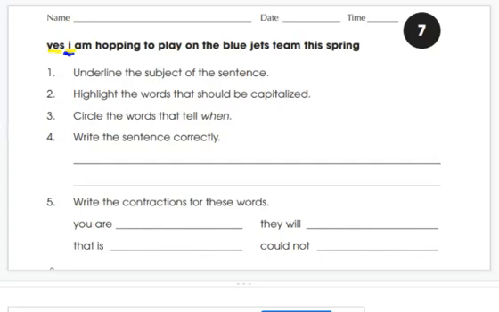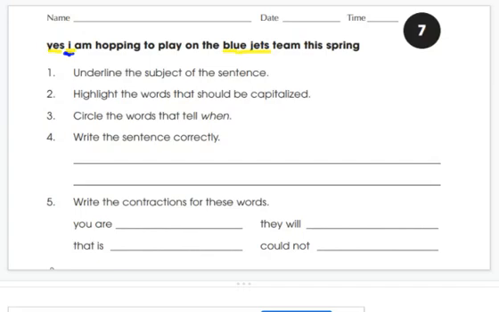Well, the name of the team is Blue Jets. So Blue Jets needs to be highlighted, okay? Because that is the name of the team. They're hoping to play on the Blue Jets team this spring. Now, some of you might have thought that spring should be capitalized, but it's not, okay? The seasons are not capitalized. So the only ones that need to be highlighted are yes, I, and then Blue Jets.